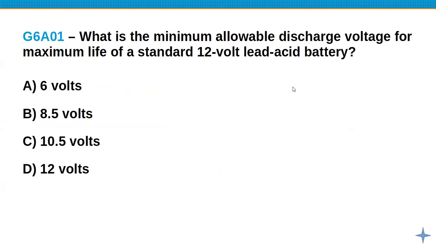What is the minimum allowable discharge voltage for a maximum life of a standard 12-volt lead acid battery? Charlie, 10.5. So if you ever let your car battery discharge below that, you're probably going to look at a new battery, or it's not going to hold as much charge as it used to.